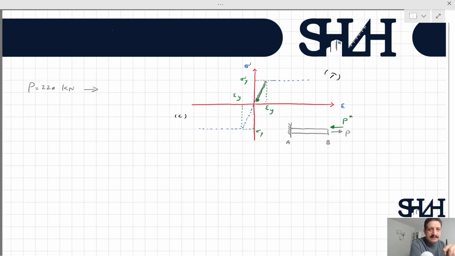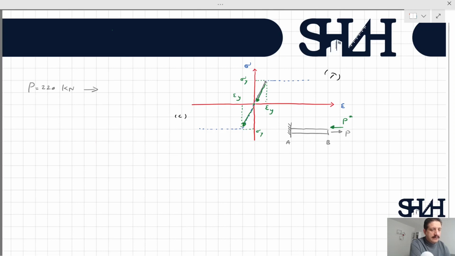And now the capacity to be in linear phase is greater than sigma y, because if you apply P star the same value as P, then it will be in the zero position, or the deformation will be zero after P star is exactly the same value of P. And now we are in this position if P star is going to be same as P. Now we have again the same value of P to apply in compression side to come to the other point.